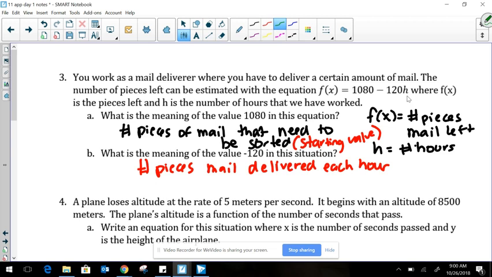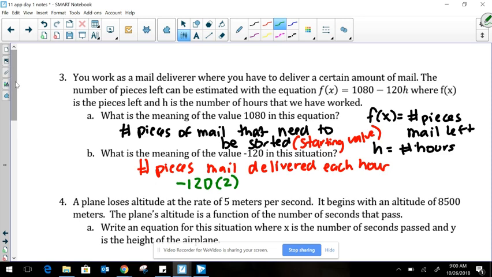Okay, so I'm just going to show you what I mean here. 120 times H. H is number of hours. So say I worked for 2 hours. I would say, okay, that would be 240 pieces of mail that I delivered. The reason why it's a subtraction sign here is because you are taking away pieces of mail from your to-do list. This is your big to-do list. So subtract anything you get done, and eventually you want to get to 0. That's why it's a minus.